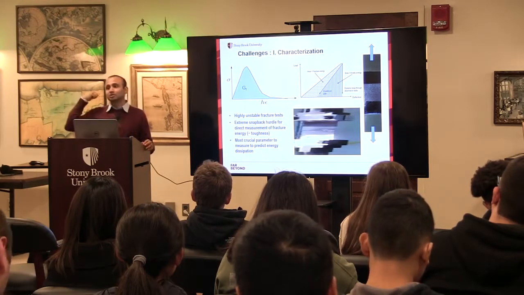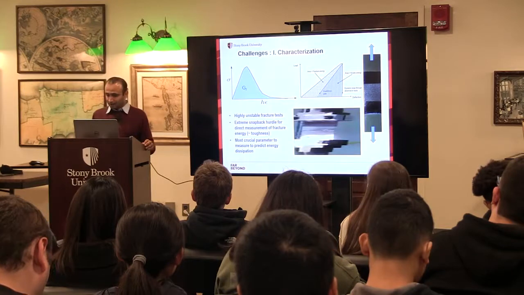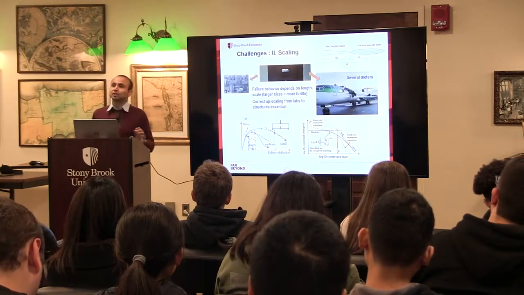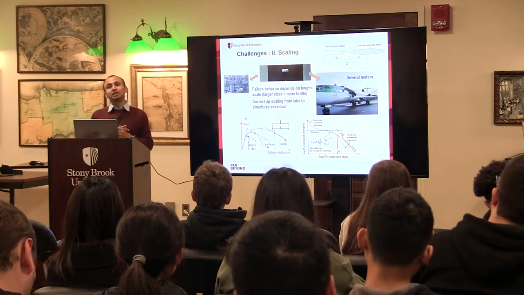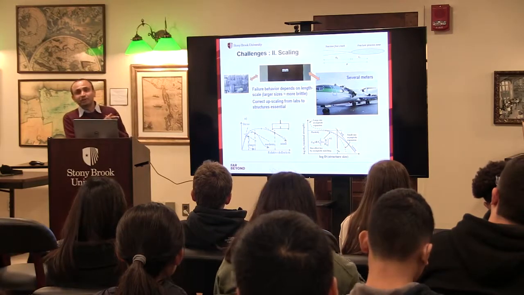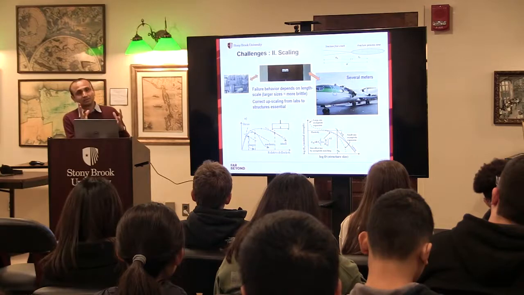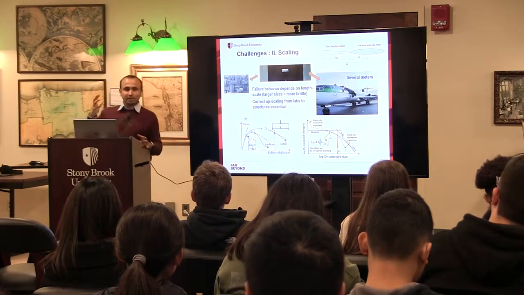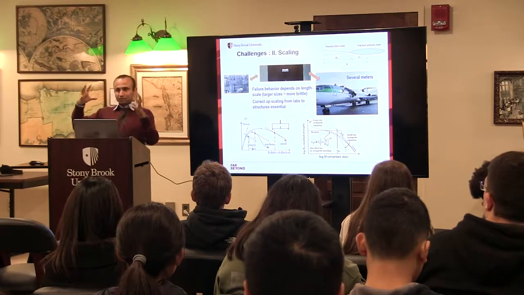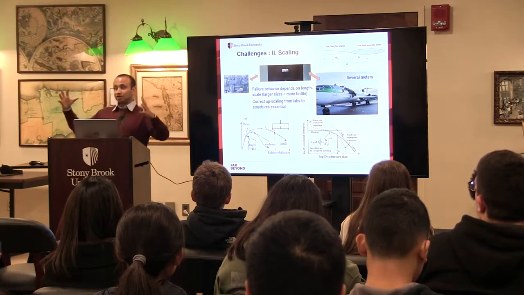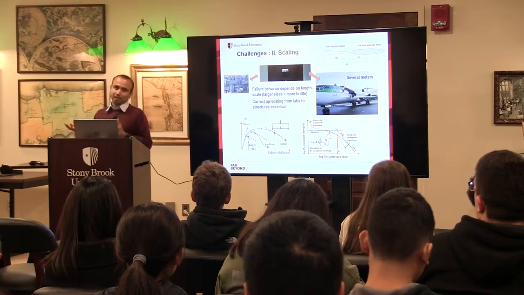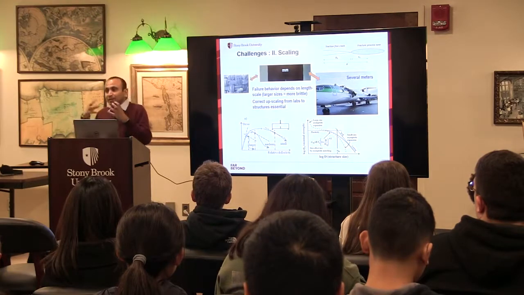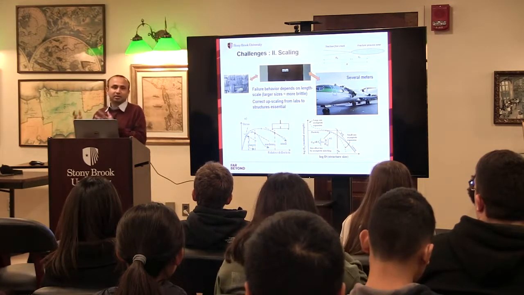This is one challenge. Challenge number 2 is called scaling. What happens for materials like composites is that the failure behavior scales with size. What does that mean? That means typically as the size of the specimen or the structure becomes larger and larger, it starts becoming more and more brittle. It starts resembling more of a brittle material like a glass.